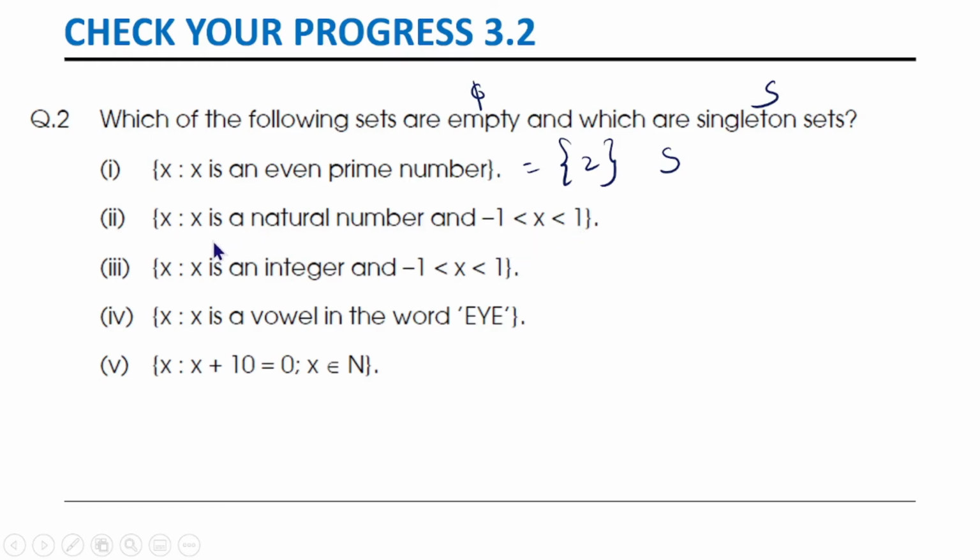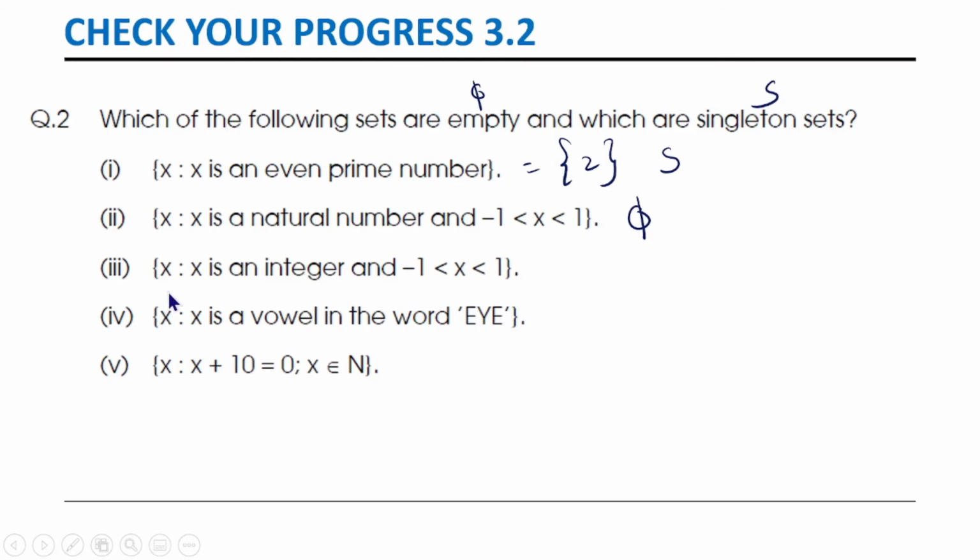So here it is given x is a natural number. A natural number starts from 1, but here it is given minus 1 less than x less than 1. So this is an empty set. There is no element which satisfies this condition.